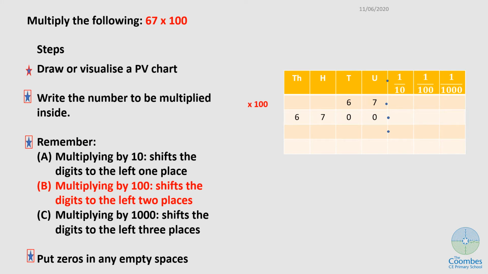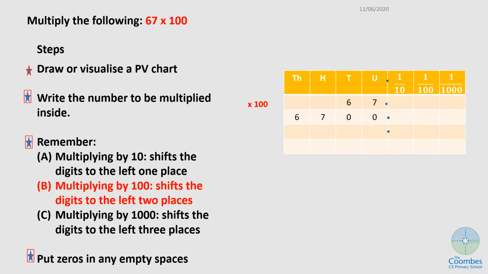Now, how do we go about multiplying this number, 67 times 100? My first step is for you to draw or visualize the place value chart as it is here. And you can see there are the units, the tens, the hundreds, and the thousands. And just after the decimal point, we have tenths, hundredths, and thousandths. So we now write the number to be multiplied in the place value chart. That's 67. You can see it's a whole number here. And I'm multiplying by 100.